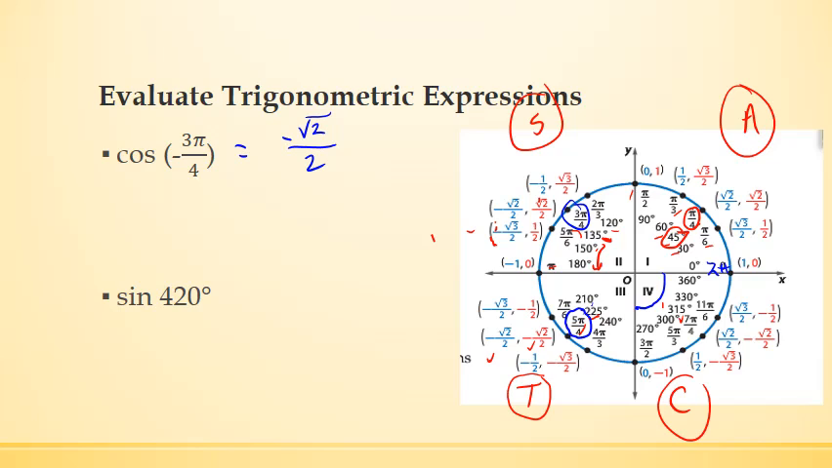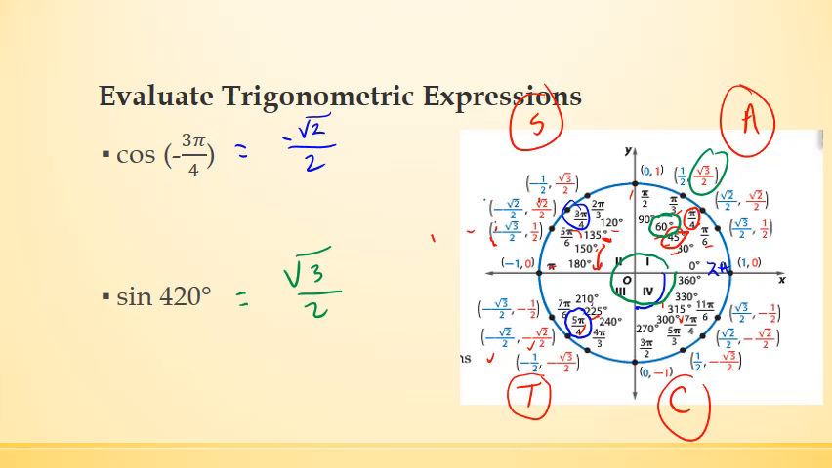Now, what about the sine of 420? Well, one trip around the circle is 360 degrees. So I have 420 minus 360, which leaves 60 degrees more to go, which means I'd be right up there. And the sine value there at 60 degrees is the square root of 3 over 2.